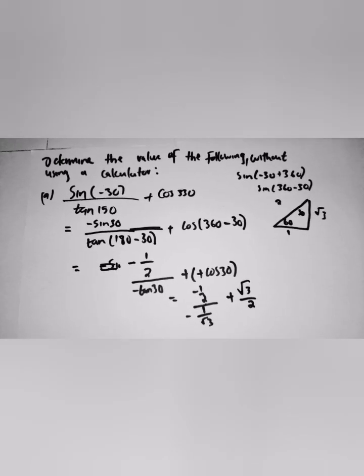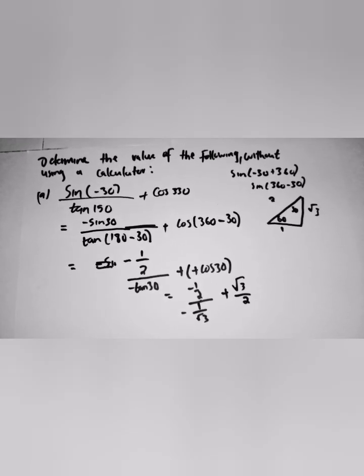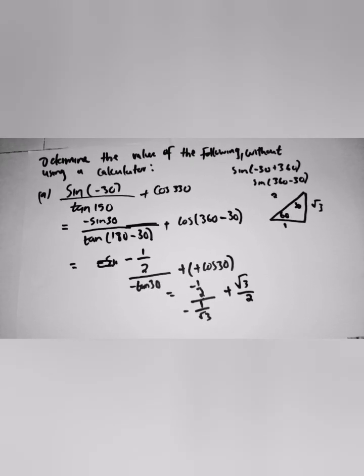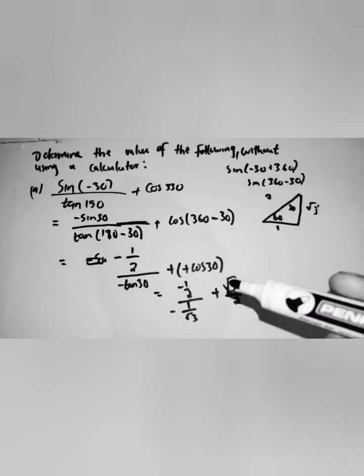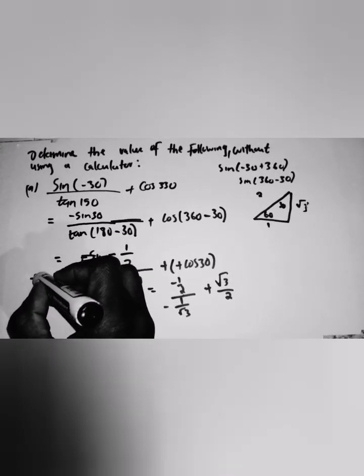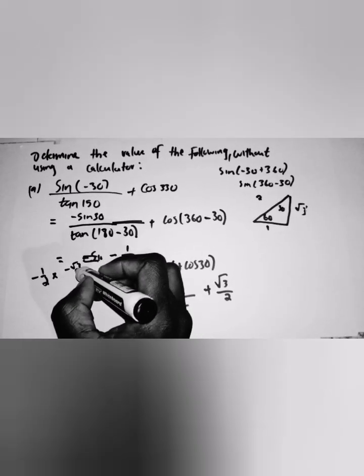Okay, on your left you have negative 1 over 2 over negative 1 over root 3. We don't write it in that manner, but you must not use a calculator. They say without using a calculator. So this is what you must do: multiply by the reciprocal of the denominator, which is negative root 3 over 1. Then you multiply the numerators and the denominators. You have positive 2.